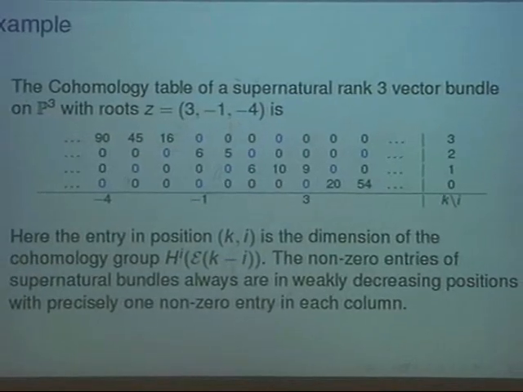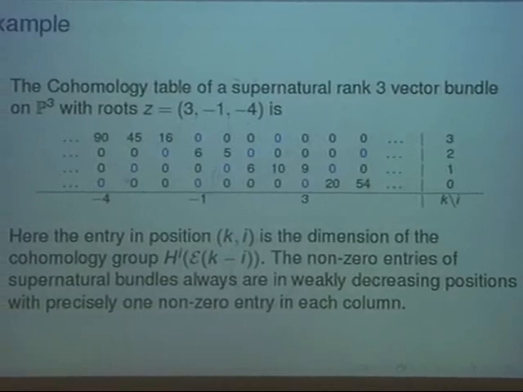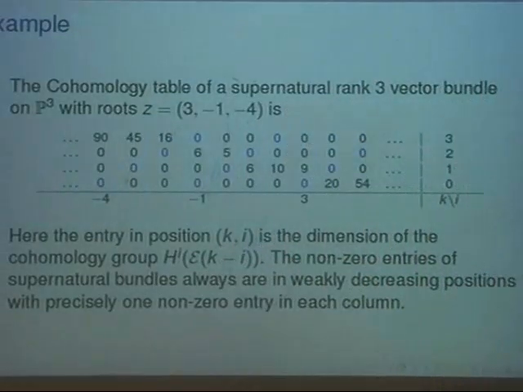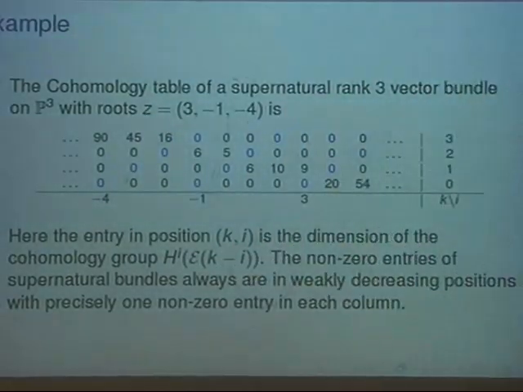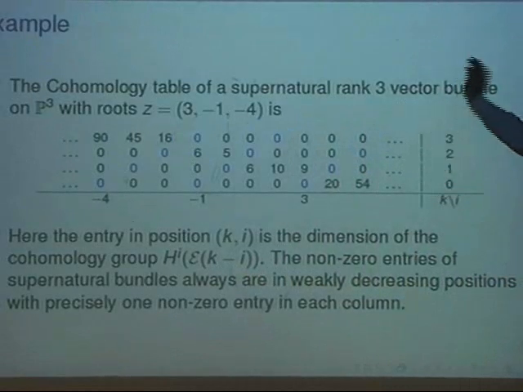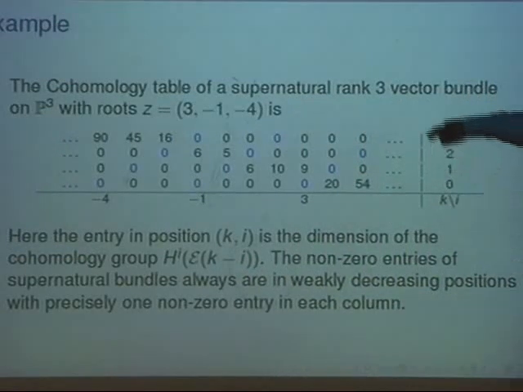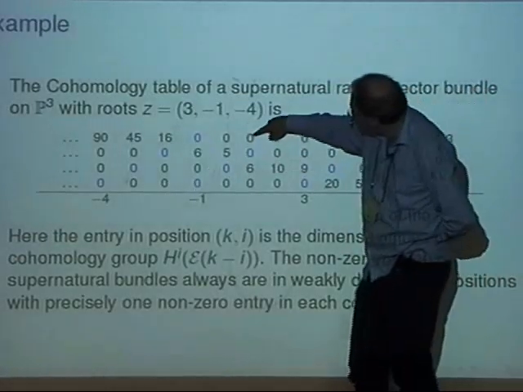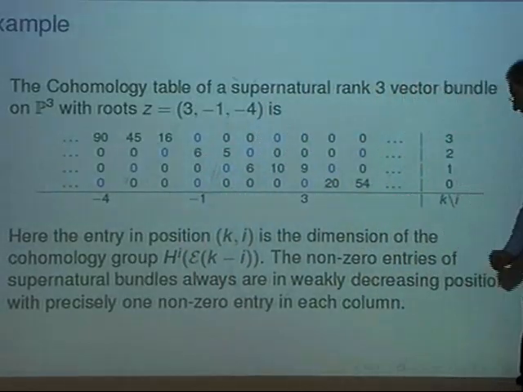with roots 3, -1, -4, then the dimension of these groups H^i(E(k-i)), so the minus i, is natural if you think in terms of Castelnuovo-Mumford regularity, as indicated. So here the terms on the diagonal are the terms which add up alternatingly to the Euler characteristic.